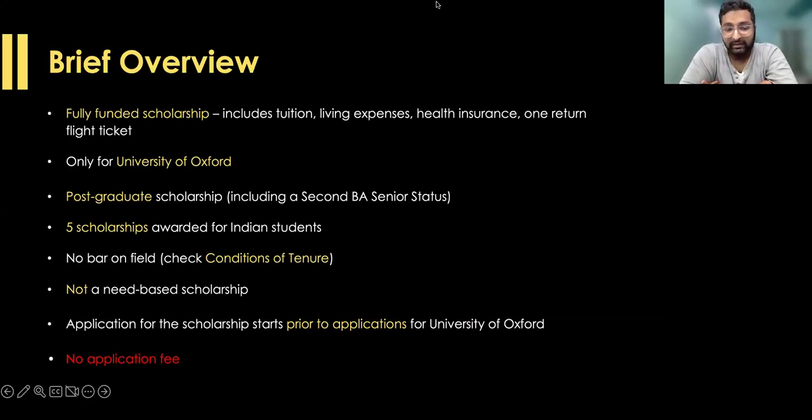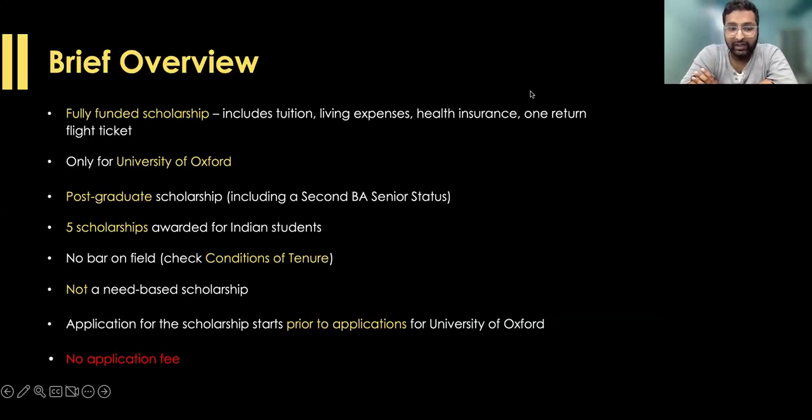One thing to note is that the Rhodes Scholarship is a postgraduate scholarship. That is, it only applies to graduate courses offered by the University of Oxford and not undergraduate courses, with the small exception of a BA with senior status, which is in some undergraduate courses. If you already have an undergraduate degree, you can still go ahead with it if you're eligible for a senior status. There are 5 scholarships every year, and there are no bar in terms of the field.